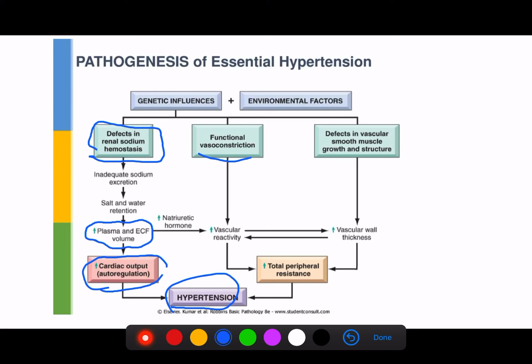The vasoconstrictive agent, as in inflammation or other, will lead to increased vascular reactivity, increased vascular smooth muscle contraction, increased resistance, then increase to the hypertension.